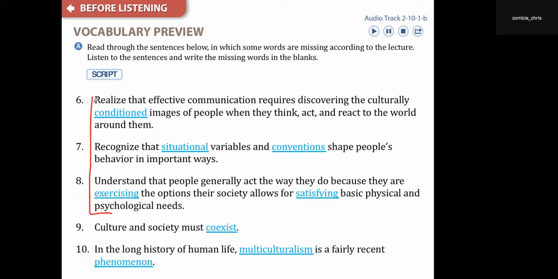Now, just a brief word on sentences 6, 7, and 8. These three sentences are a little bit different to regular sentences. In the lecture, they are rules or guidelines for being more understanding to other cultures. And we call this the imperative mood. Moods will give a sense or a feeling. They are not tenses.